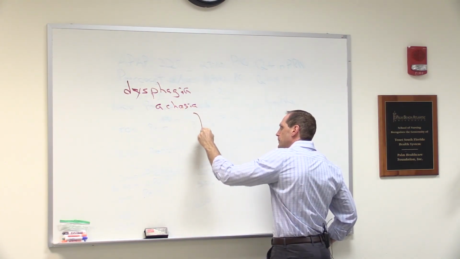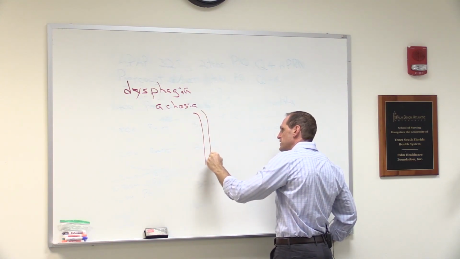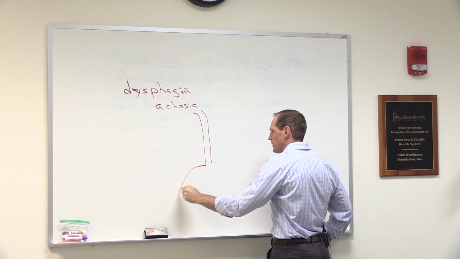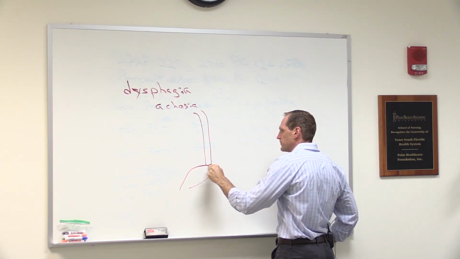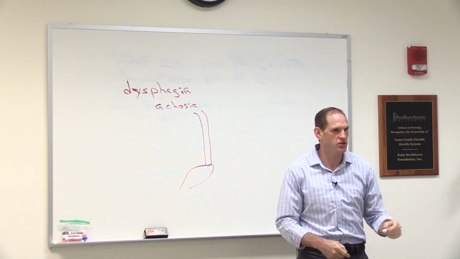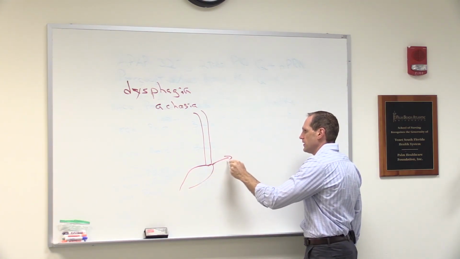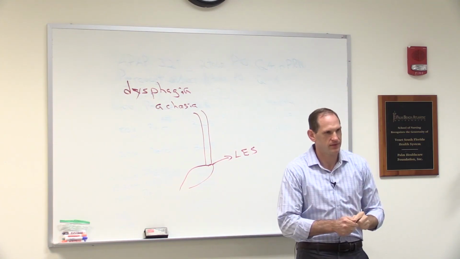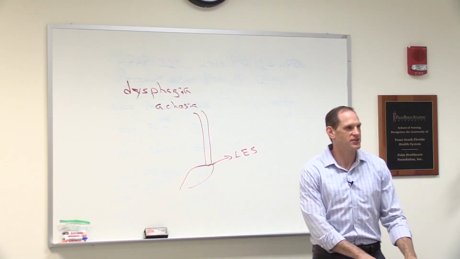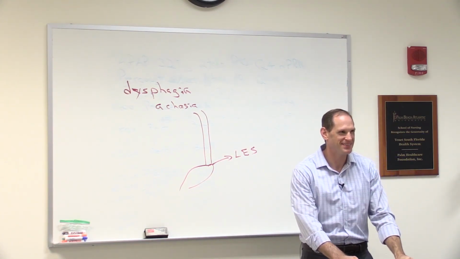So, the esophagus comes down, and then here's the stomach. Right at the stomach, there is a sphincter called the lower esophageal sphincter, or LES. What does LES stand for? Lower esophageal sphincter.